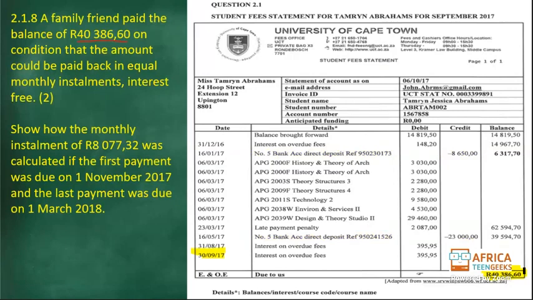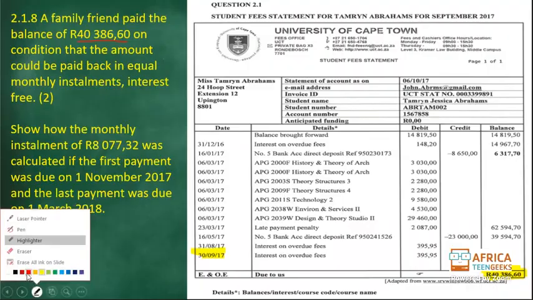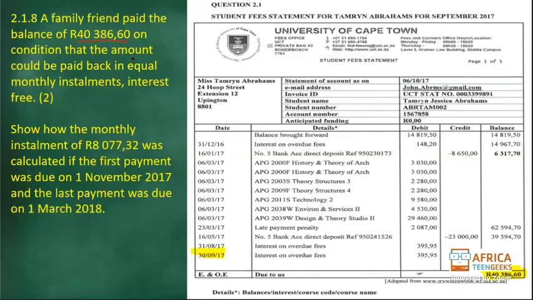And then we are assuming she doesn't have that money to pay. Then a family friend has paid this balance on behalf of her. But there are conditions to this arrangement with the family friend. The condition is that the amount could be paid back in equal monthly installments, interest-free. So that's the great part here. There's no interest charged to this. It's just splitting this money into equal monthly payments. And then we need to show how this 8,077 rand 32 cents, the monthly installment amount, was calculated.